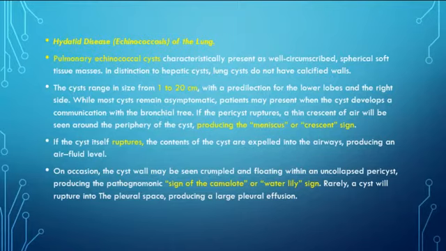But if the endocyst ruptures, the same cyst, what will happen? An air-fluid level will develop. And on occasion, the cyst wall may be seen crumpled and floating within an uncollapsed pericyst, producing the pathognomonic sign of the camalote or water lily sign. And rarely, a cyst will rupture into the pleural space, producing a large pleural effusion.